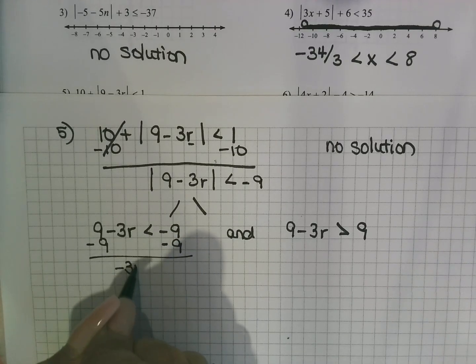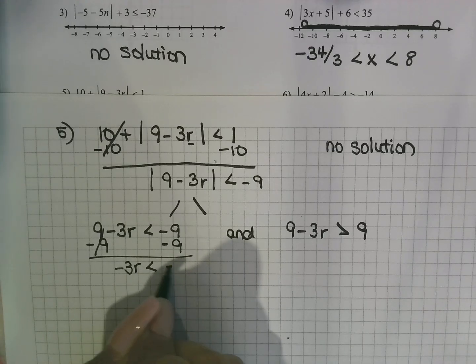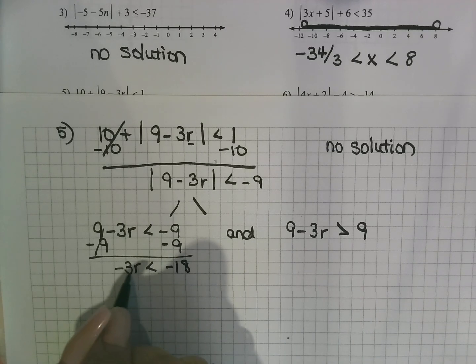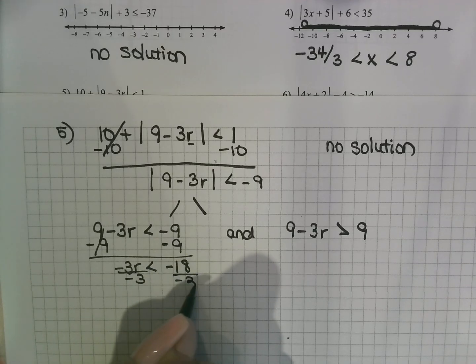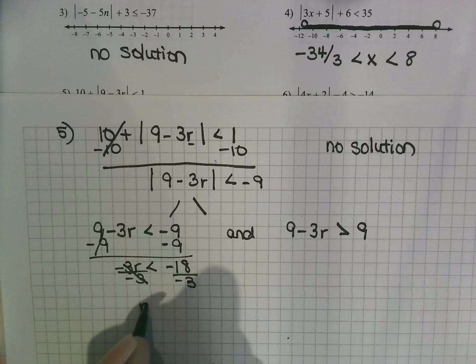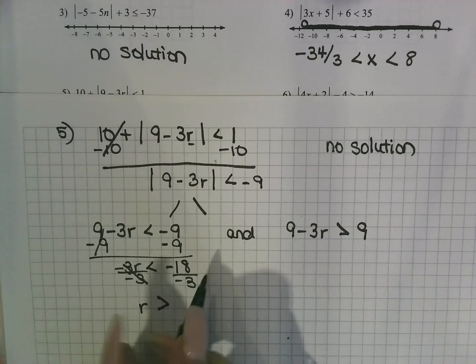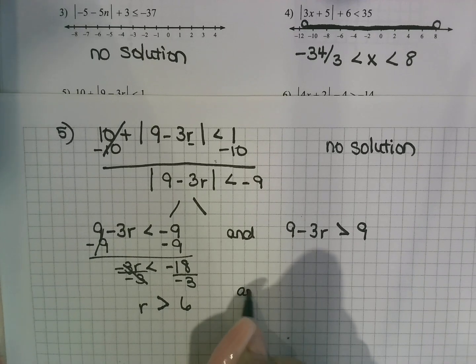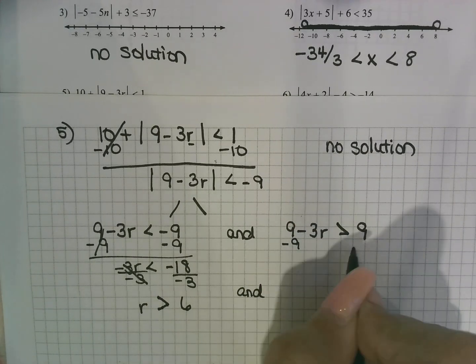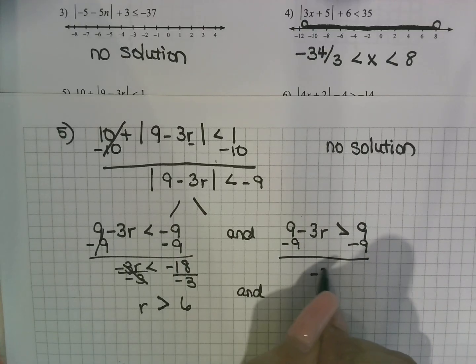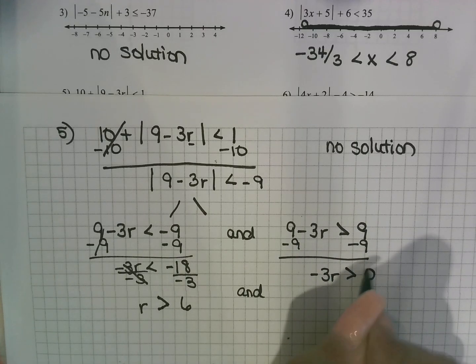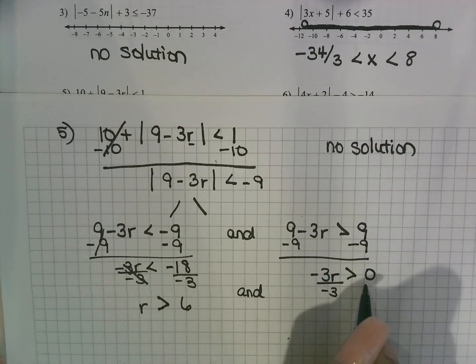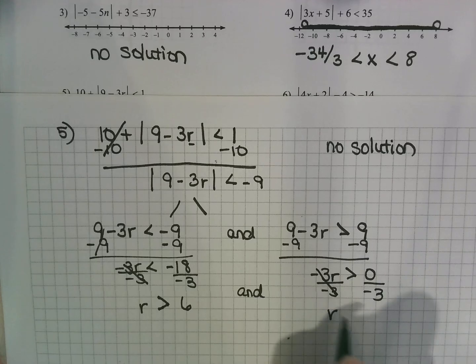So this is going to give me negative 3r is less than negative 18. Divide both sides by negative 3. And this is going to give me r, flip your sign, is greater than 6. And over here we're going to subtract 9 from both sides. That's going to give you negative 3r is greater than 0. Divide both sides by negative 3. Remember, you must flip your sign. R is less than 0.